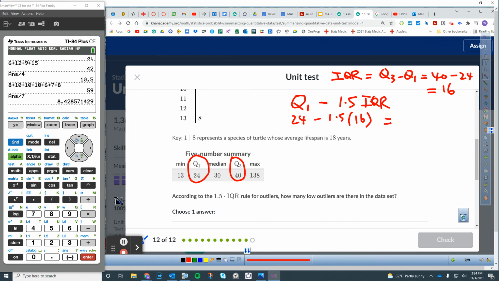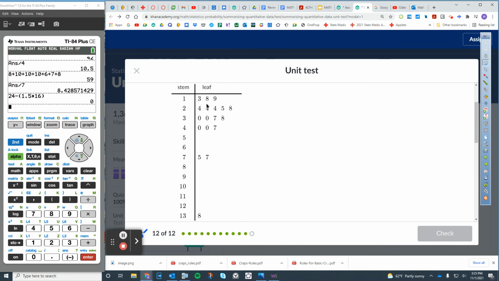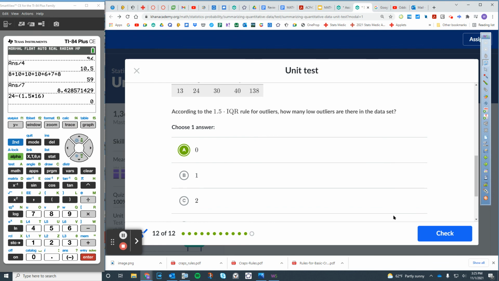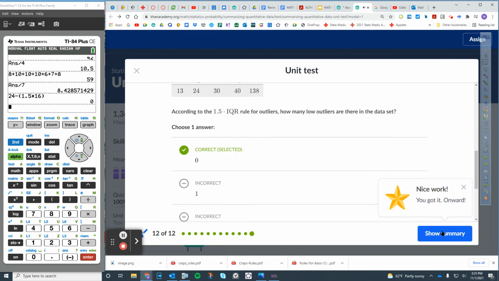Now, we can put this on your calculator. What is 24 minus, so press the bracket. All right, let me open up bracket first. 1.5 times 16, which is the IQR, close bracket. 0. So all we have to do is look at the data, and all values that are less than 0 would be considered a low outlier. So there are no values less than 0. So there are 0 low outliers.